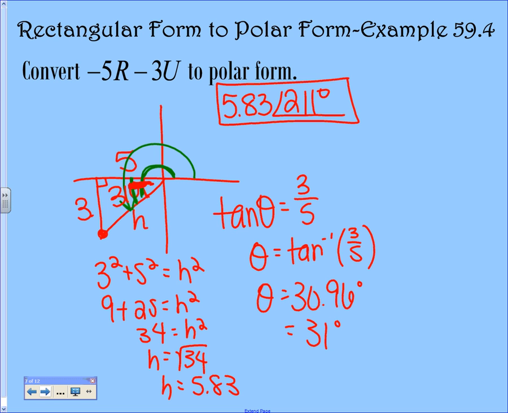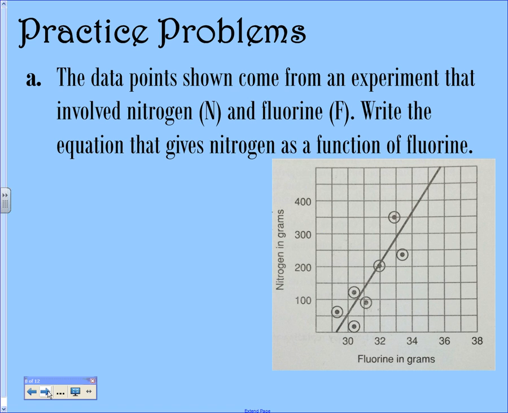So now we are going backwards. We had been just going from polar into rectangular. Now we're going the other direction. Now see how that works? You start with the polar, and then you go into the 5R and the 3U. Okay, so let's try a practice problem.